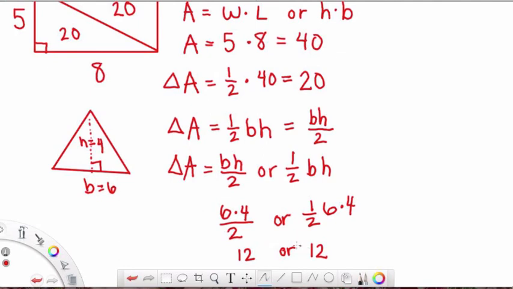It's 12 square units. So remember, our triangles are really half of a rectangle if they're right triangles, but if they're not right triangles, they're half of a parallelogram. And we need to take the height and the base, multiply the two together, and then we can either multiply that by 1/2 or divide it by 2, which is the same thing. So here is our formula for finding the area of a triangle.